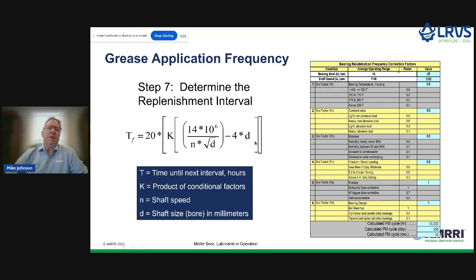Here's a formula that can be used to determine a frequency. It is modified by the K value, which is the environmental conditions around the operation: the speed, the bearing temperature, the contaminant load, the moisture load, presence of shock loading, whether it's a horizontal or vertical axis shaft, and then the bearing type itself. All factor in to determining how frequently we ought to be lubricating the machine parts.